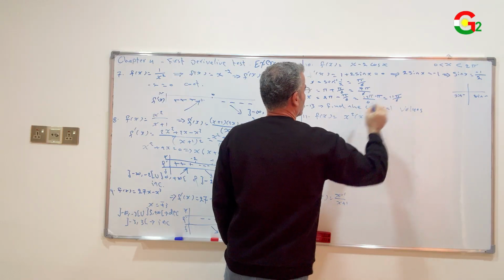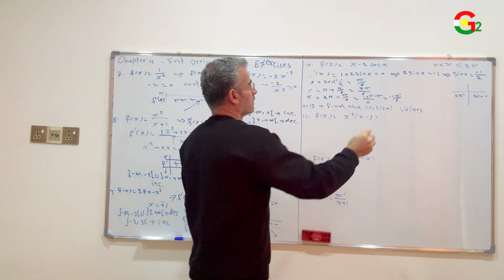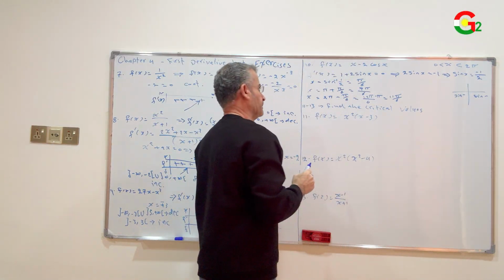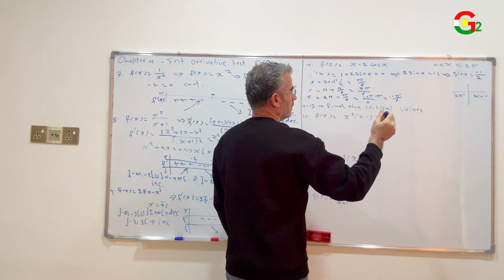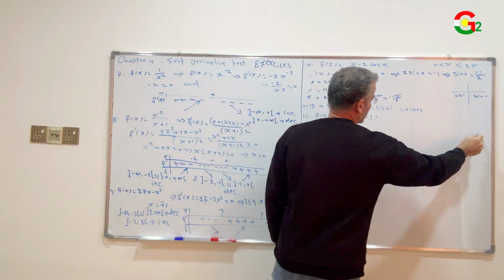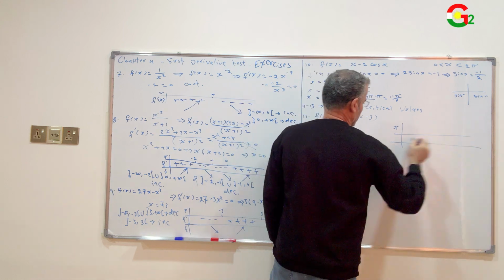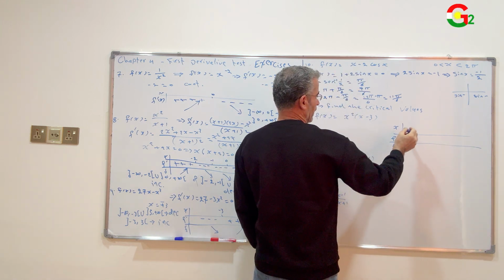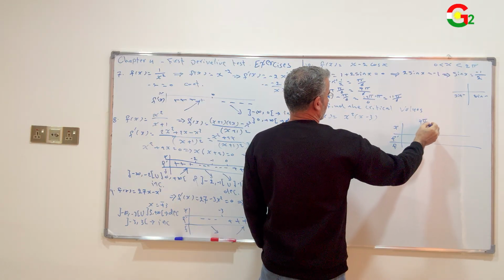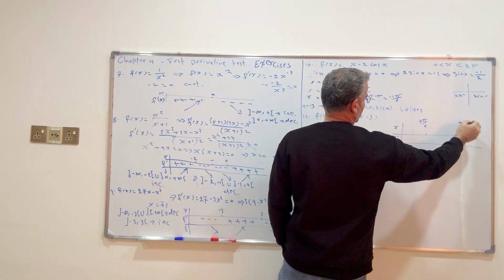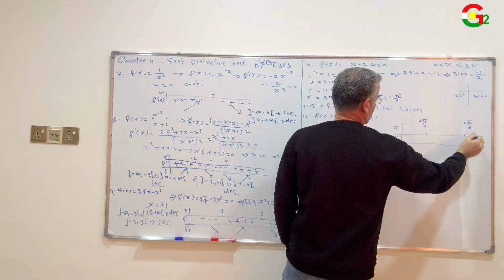These are the two critical points in the interval 0 to 2 pi. Now, to find the intervals of increasing and decreasing, set x, f prime of x, and f. This is the value of 7 pi over 6, and this is the value of 11 pi over 6.